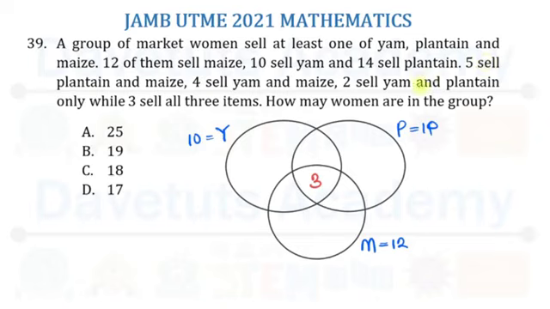And then let's go backward. Here, they said 5 sell plantain and maize. This is plantain, this is maize. Their point of intersection is this region here, and they said it is constituting 5. Now, out of those 5, already we have taken 3 as selling all 3. So this will be 5 minus 3, which will be 2. Okay? Then 4 sell yam and maize. This region is yam and maize. But out of those that sell yam and maize, already 3 also sell plantain. So the remaining will be 4 minus 3, which is 1.